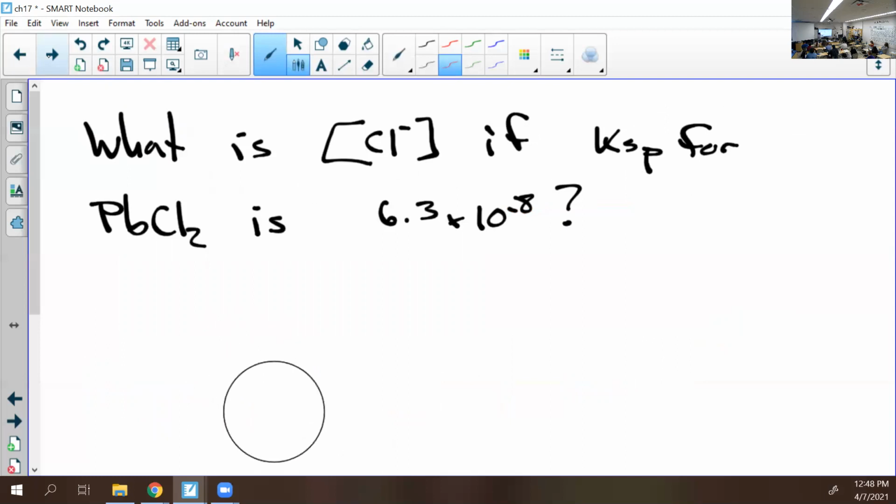Let's see here. What is the Cl minus if Ksp for PbCl2 is 6.3 times 10 to the negative 8? Give that your best shot.